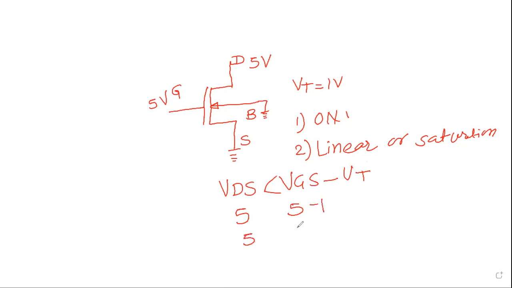What is the relation between these now? 5 is greater than 4, so we have to write 5 greater than 4. Then what is the condition? VDS is greater than VGS minus VT. Then does the MOSFET work in the saturation or linear region? Saturation. What you said earlier was wrong.